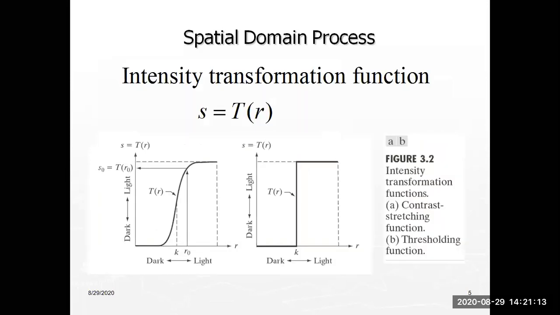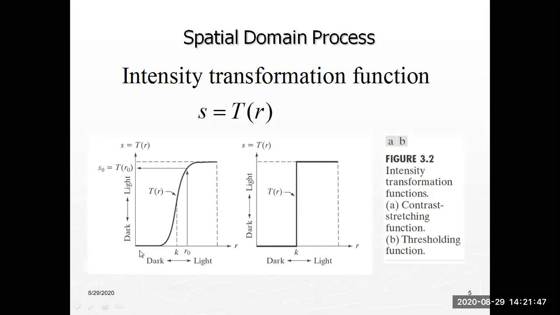Here I am showing two transformation functions, A and B. A is an intensity transformation function, that is contrast stretching. This type of curve is called contrast stretching, and this one is the thresholding technique. Thresholding means there is a sharp shifting. Up to K it is low, after K it moves to high level, that is dark to light.